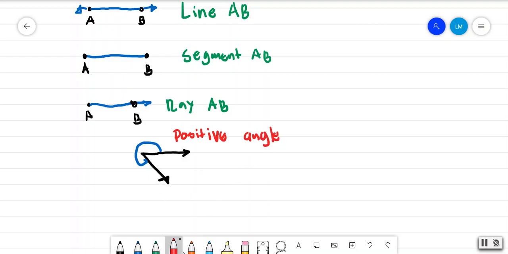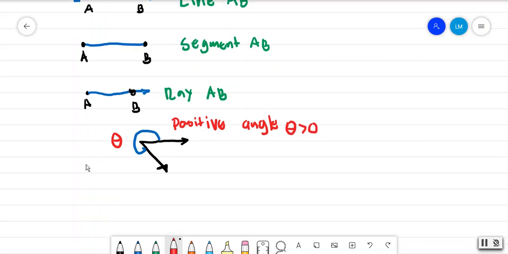Now, in that case, we could furthermore label the angle that we have. So maybe we can call it theta. In this case, theta is positive. So that theta was positive.